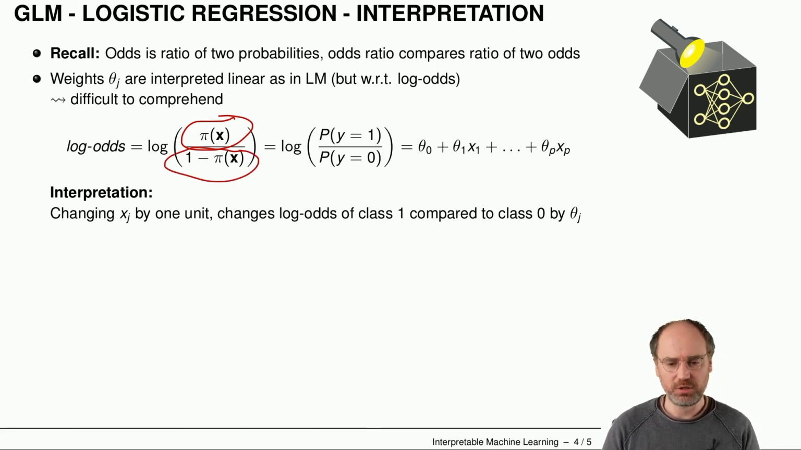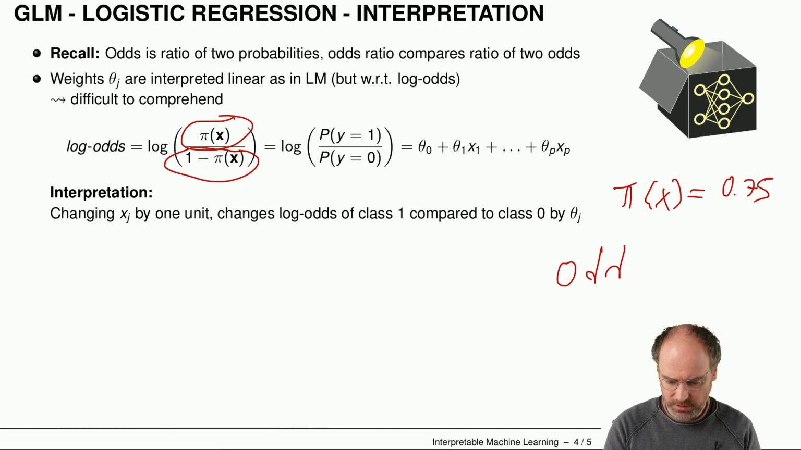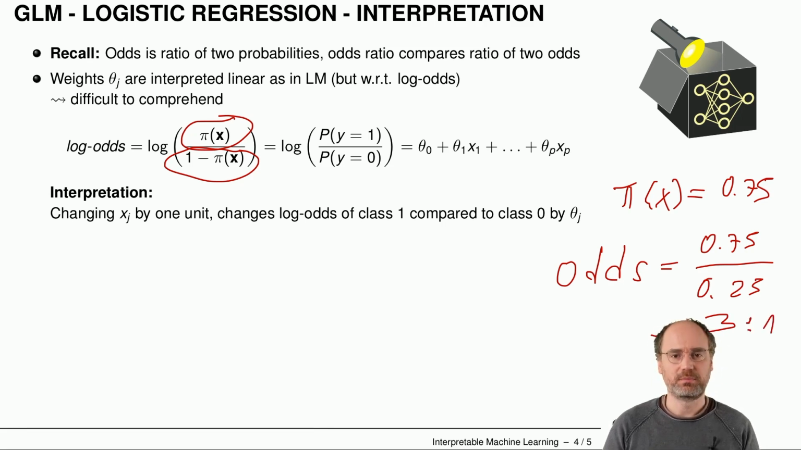Let's compute a simple example. Say we know that pi of x equals 0.75. Then our odds are 0.75, which is the same as 3/4, divided by the counter probability, which must be 0.25, or 1/4. If we like to think in odds instead of probabilities, we would say the odds are 3:1 that our observation X belongs to the positive class.